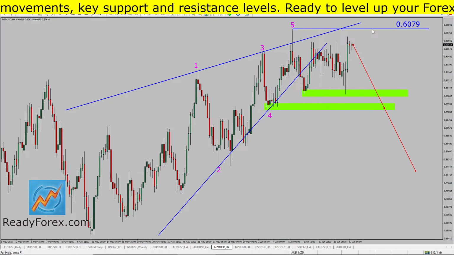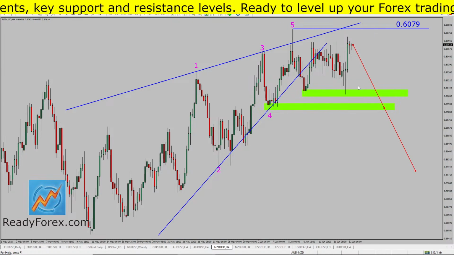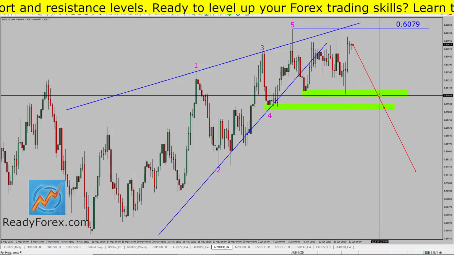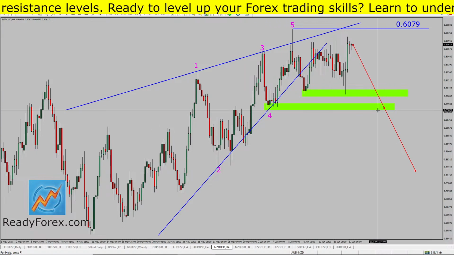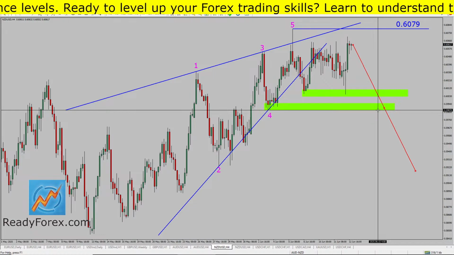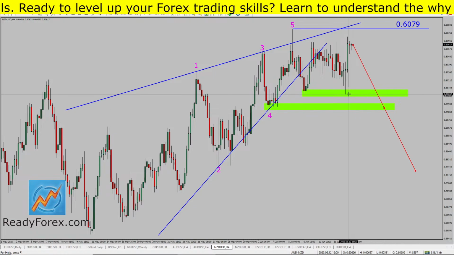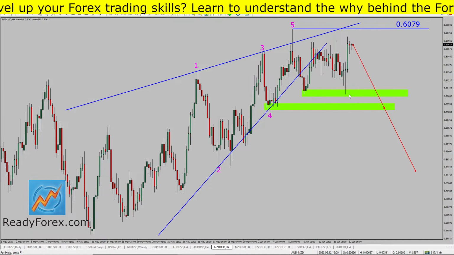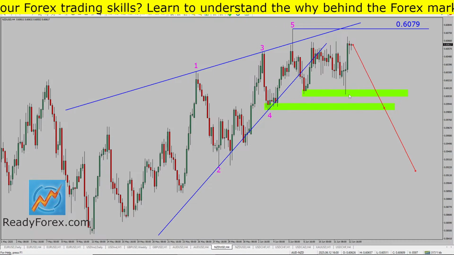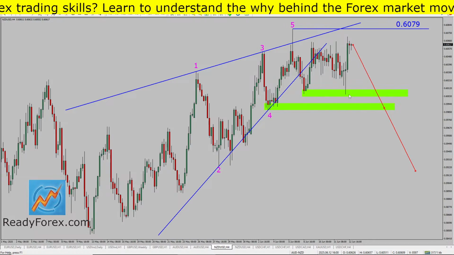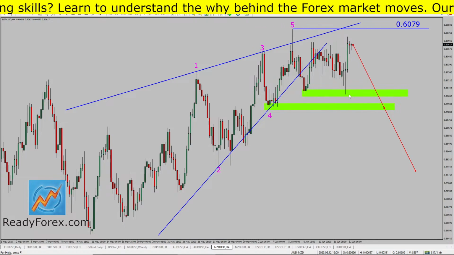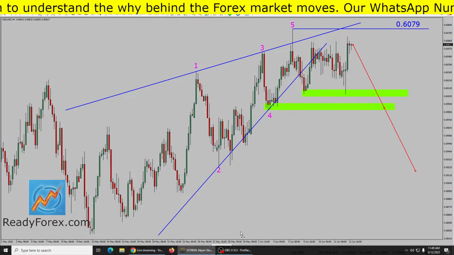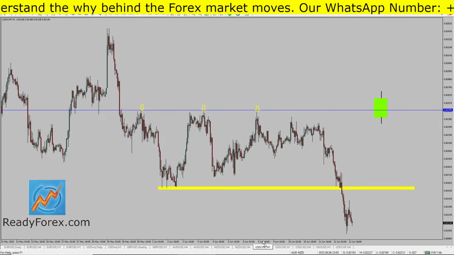However, this uptrend could change into a downtrend if price action is going to break down below these green colored support levels. Like we have one over here at 0.5987, and up over here is 0.6000. So as long as price action is staying above these support levels, to me it is still an uptrend, and it's not a good idea to look for a sell trade. Next, let's take a look at US dollar Swiss franc.